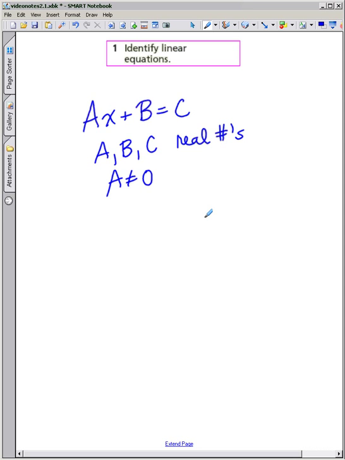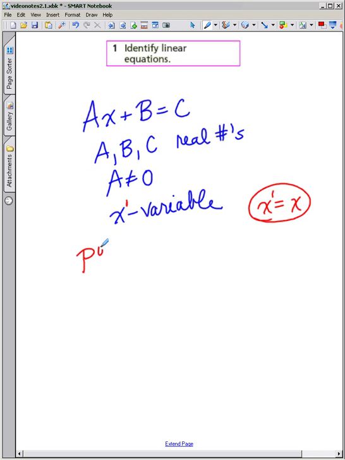Now another condition on this is, notice that x is our variable. And what power is it raised to? Well, if you recall from chapter 1, if there's not one explicitly stated, it's understood to be raised to the power of 1, right? Because we know that x to the first power is the same thing as x. So a linear equation is one in which the variable is raised to the power of 1.